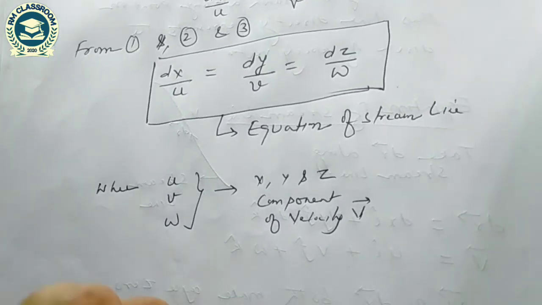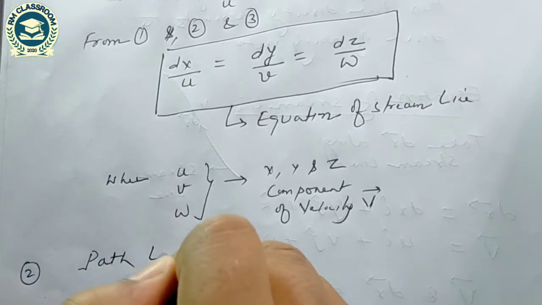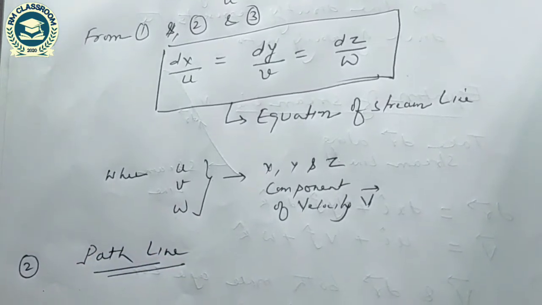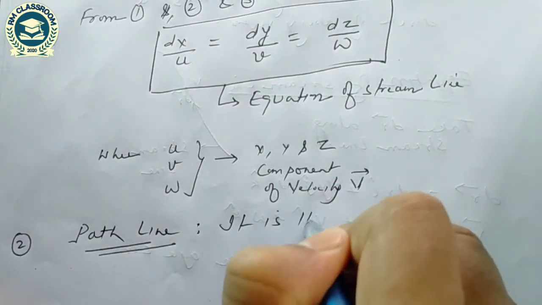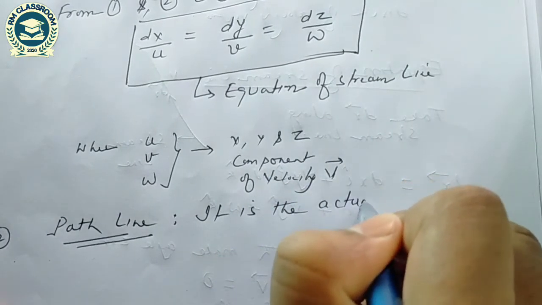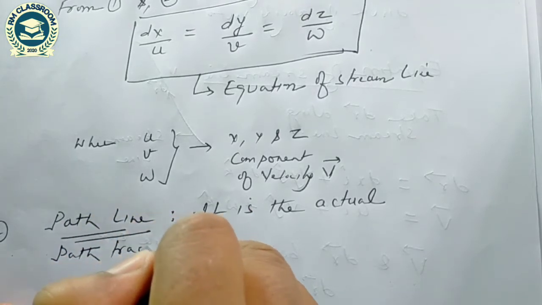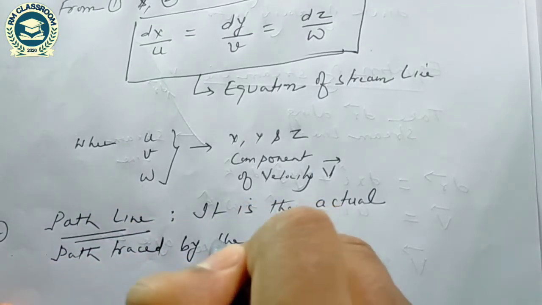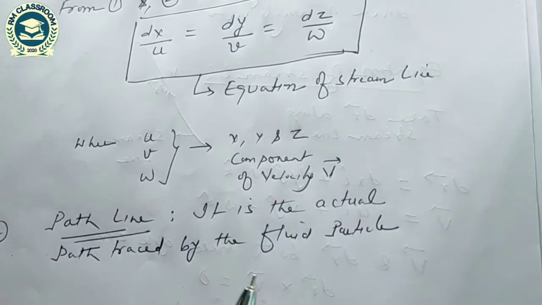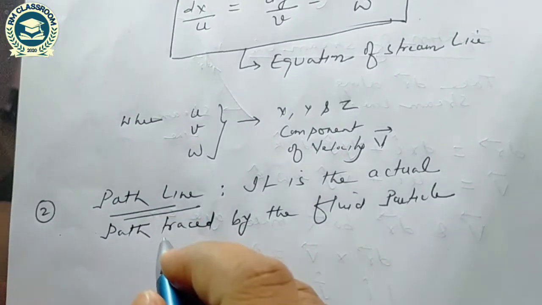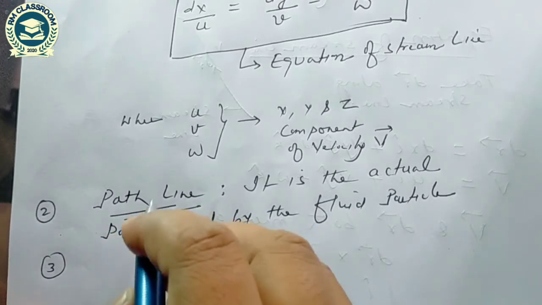Similarly, if I define the second term, that is also called the path line. It is the actual path traced by the fluid particle. So a streamline is the imaginary line, and this is the actual path traced by the fluid particle.